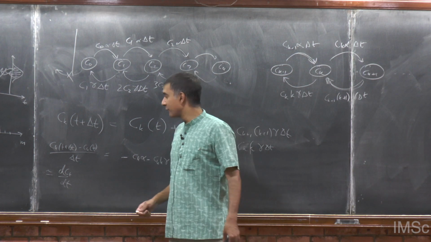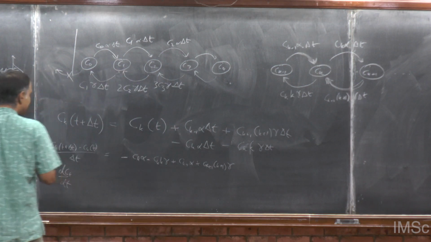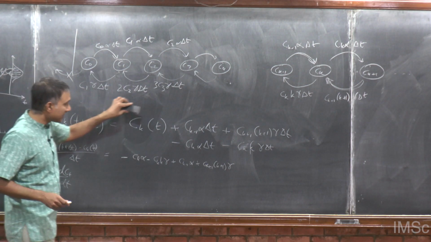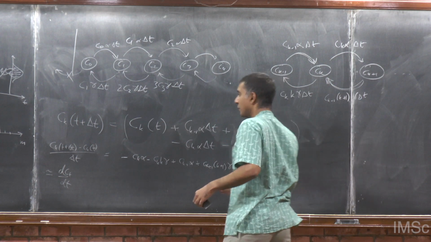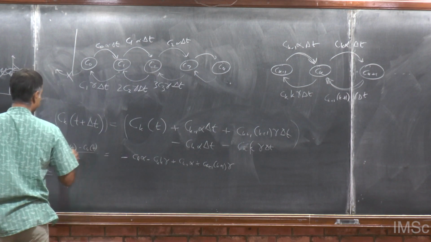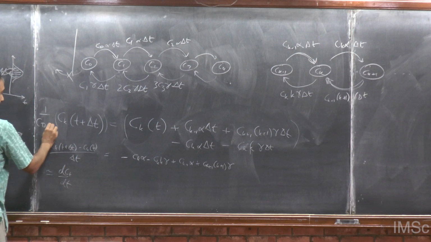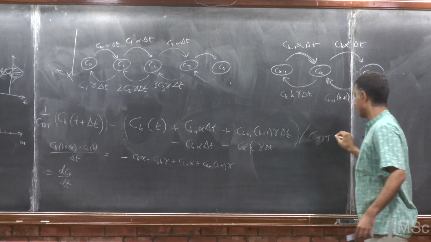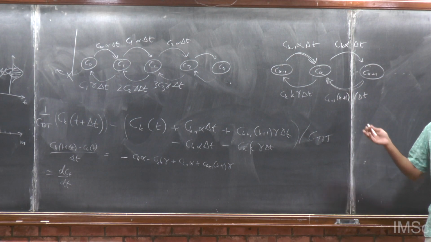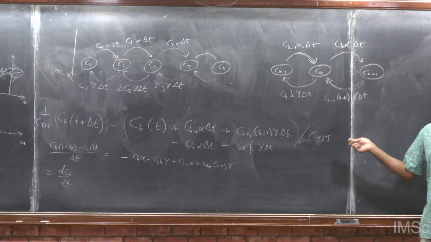And I'm going to do one final thing. I'm going to divide every term of this equation, on both sides, by the total number of cells. I can do that, because the left and right side I'm dividing by the same numbers, so the equation is still correct.